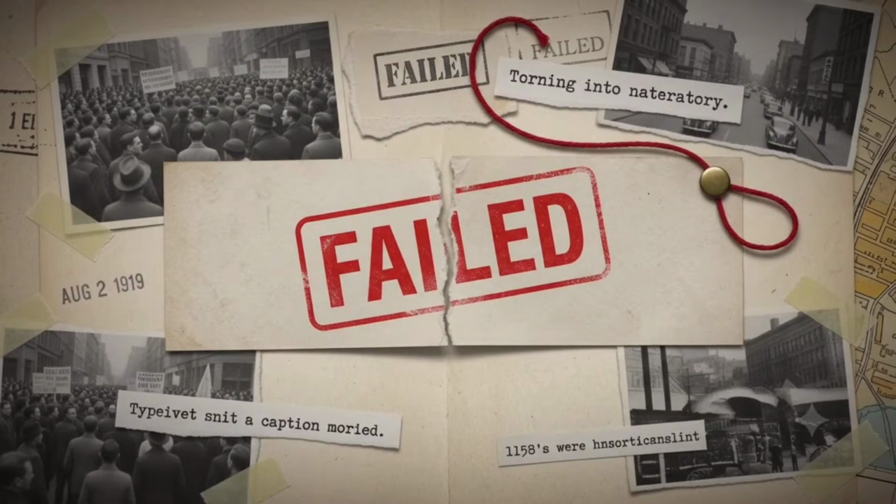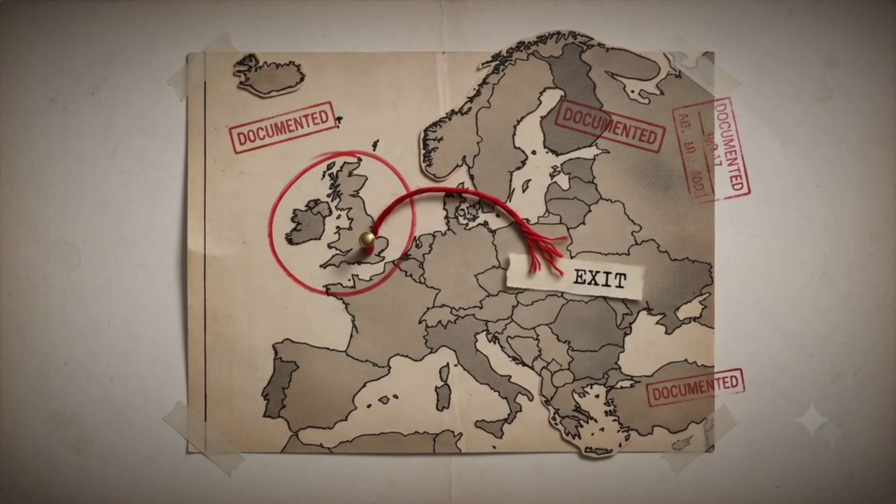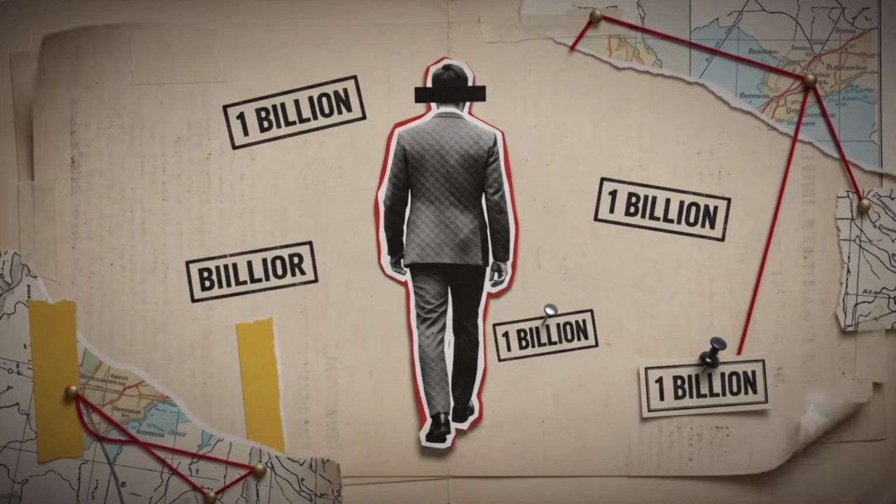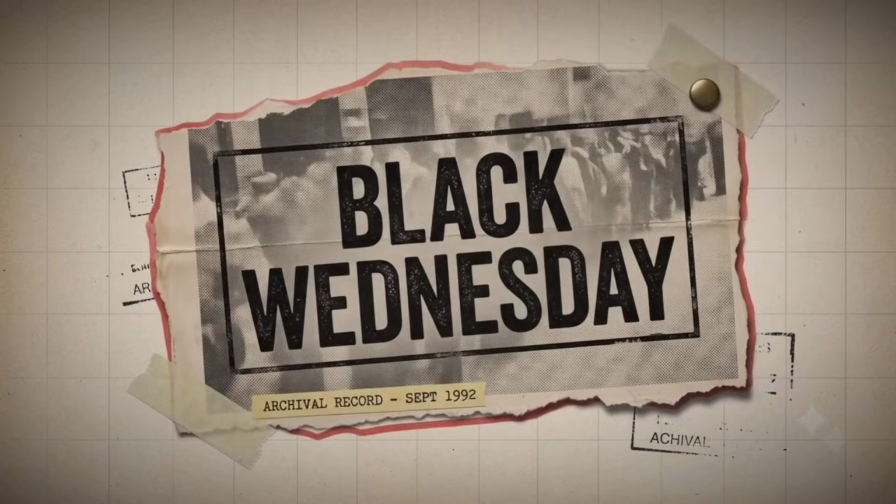It fails. The pound crashes out of the European exchange rate system. Soros walks away with over $1 billion. Britain still calls it Black Wednesday.